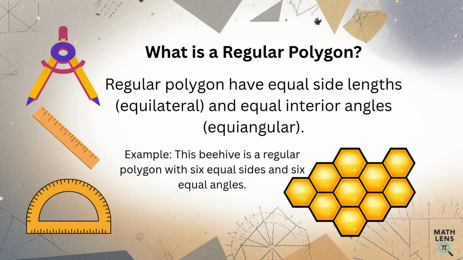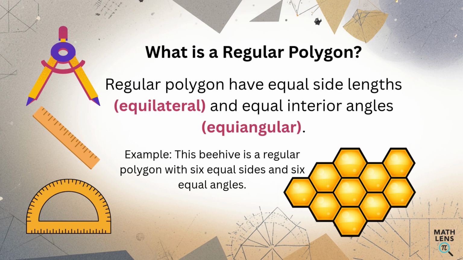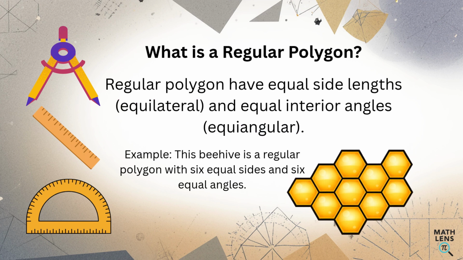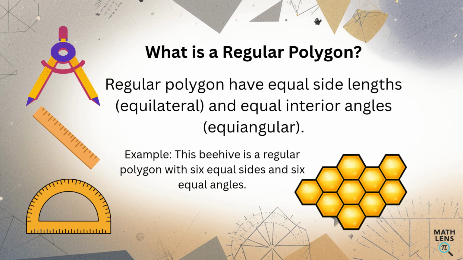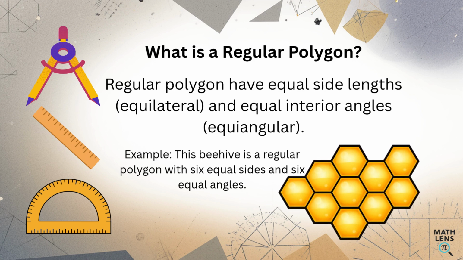Before we draw, let's define what a regular polygon is. A regular polygon is a geometric figure that has all sides of equal length and all interior angles of equal measure. This is what we call being equilateral and equiangular. The structure of a beehive is an example of a regular polygon, specifically with 6 sides and angles.